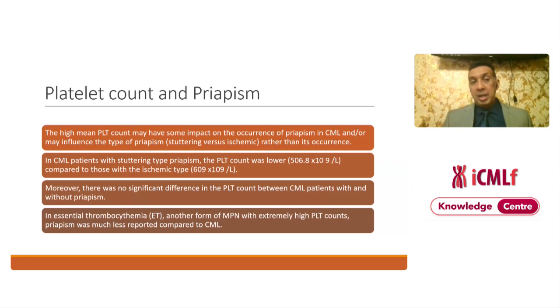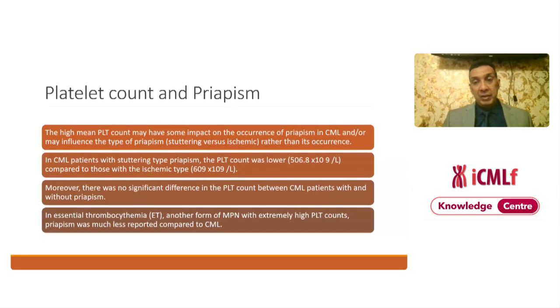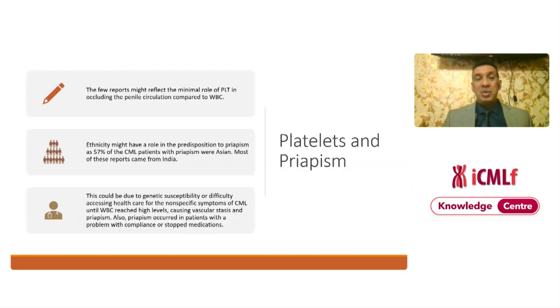Moreover, there is no significant difference in the platelet count between CML patients with and without priapism. In essential thrombocythemia, another form of myeloproliferative neoplasm among the Philadelphia-negative category, with extremely high platelet count, priapism was much less reported compared to chronic myeloid leukemia. The few reports might reflect the minimal role of platelets in inducing vascular stasis compared to the white blood cell count.